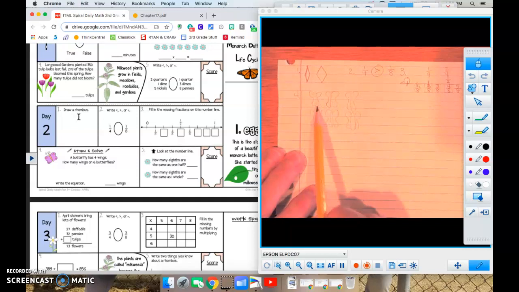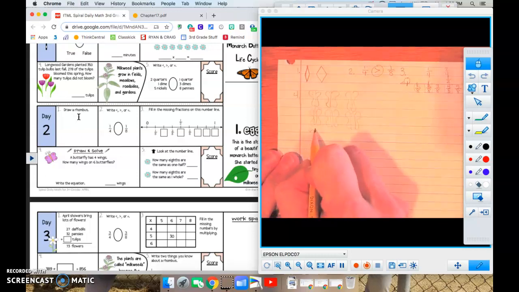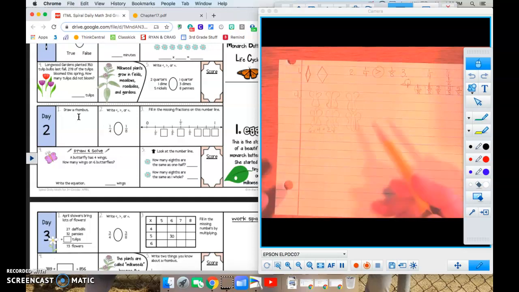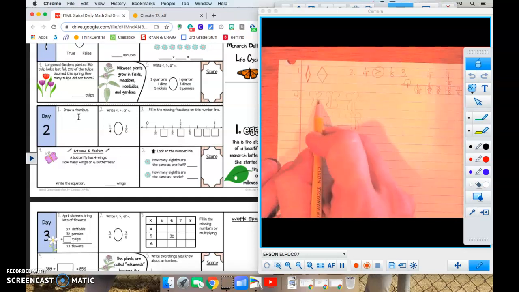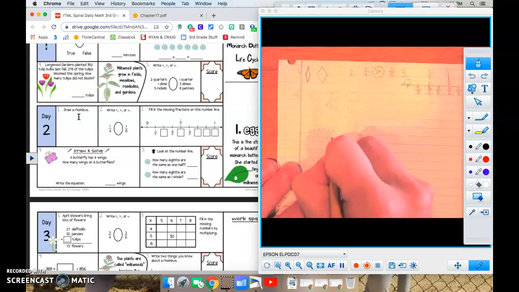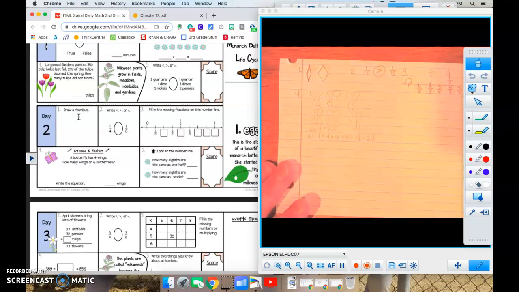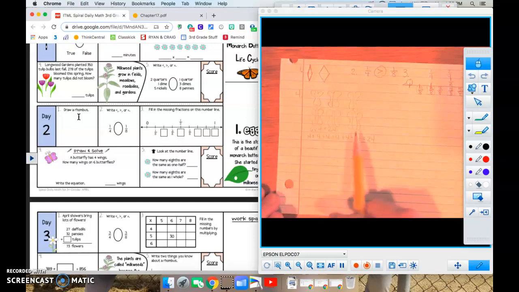So we have 1, 2, 3, 4 on 1. So 1, 2, 3, 4, 5, 6 butterflies, 4 wings each. 6 times 4 equals 24. So 4, 8, 12, 16, 20, 24. Or you can count every single one. You could put it as a 4 plus 4, if you like the repeated addition, that's fine. 1, 2, 3, 4, 5, and 6. That also equals 24. That's the same thing, basically. It's 6 4s, okay?